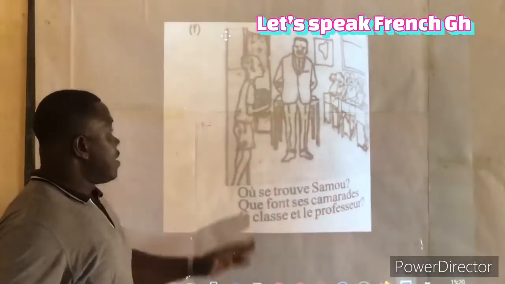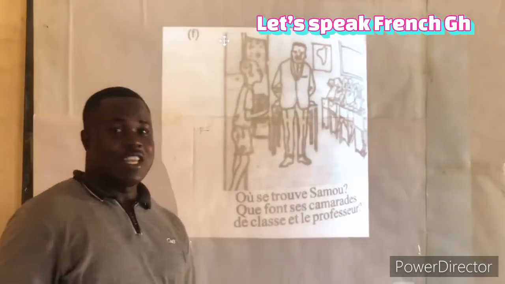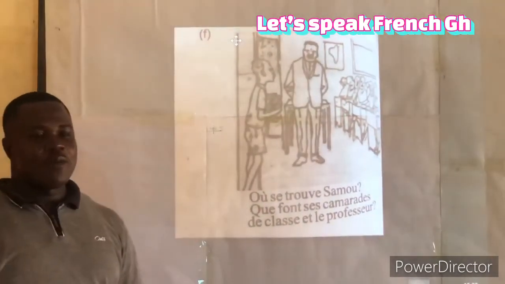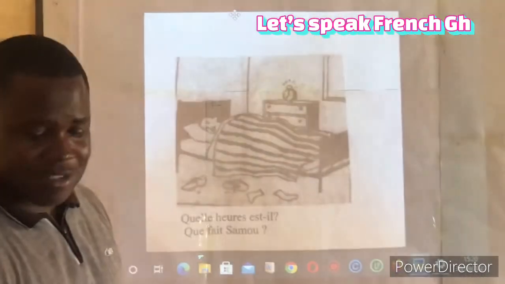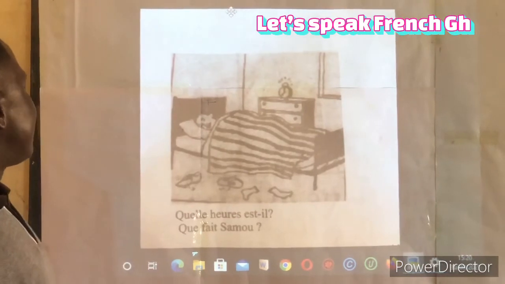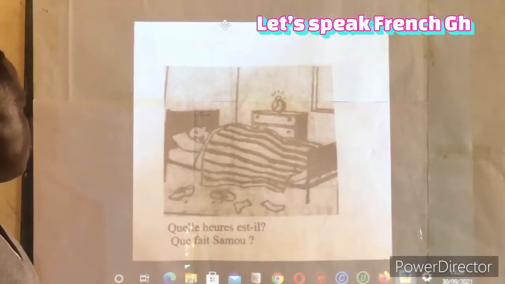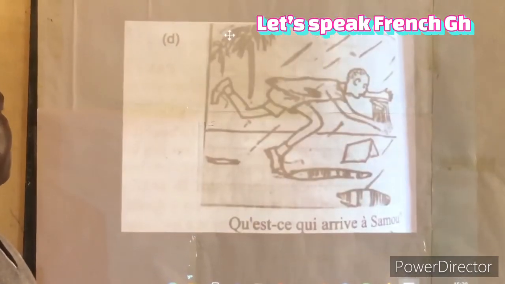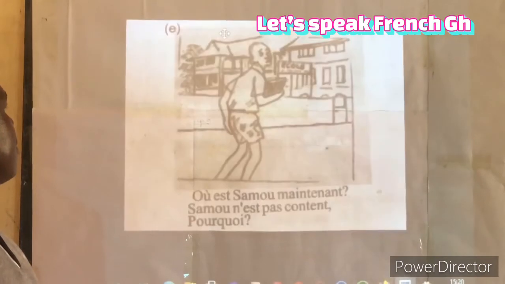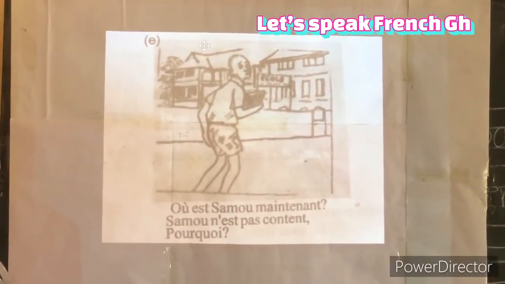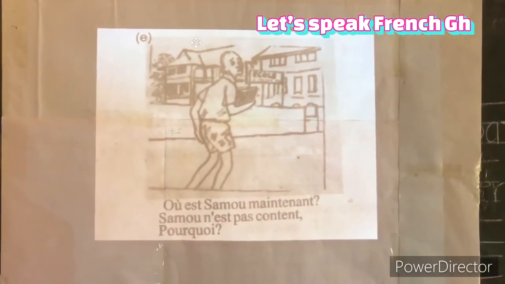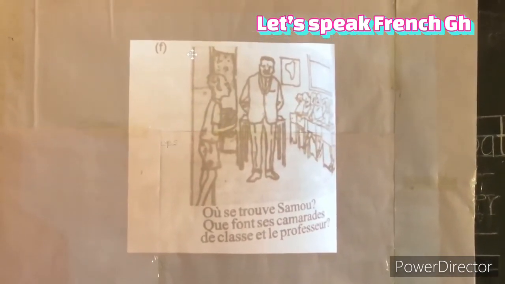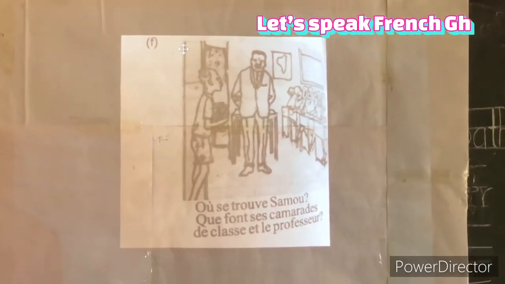Okay, so that is where we are going to end the picture description lesson, the story of Samu, la journée de Samu. Samu waking up at 7. So I'm going to have a brief summary of Quelle heure est-il? Il est 7 heures. Samu dort. Il pleut. Samu va à l'école. Samu glisse et tombe. Samu est à l'école. Samu n'est pas content parce qu'il est blessé ou sale. Ses camarades de classe se moquent de lui et le professeur l'interroge.